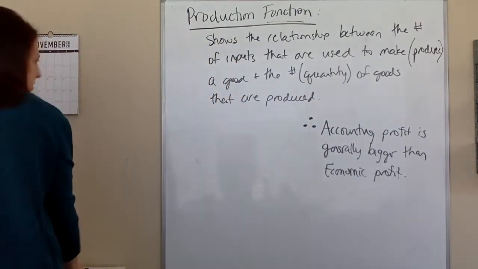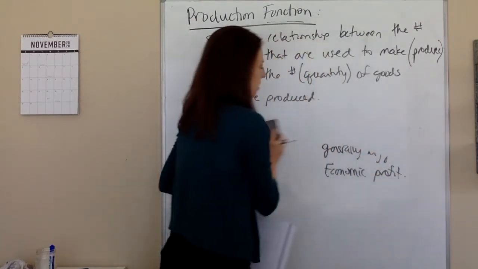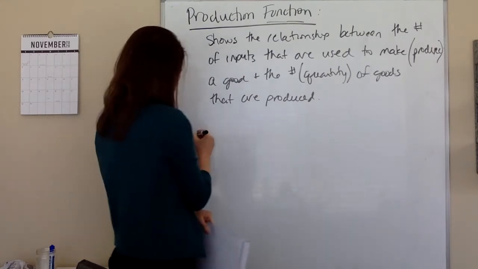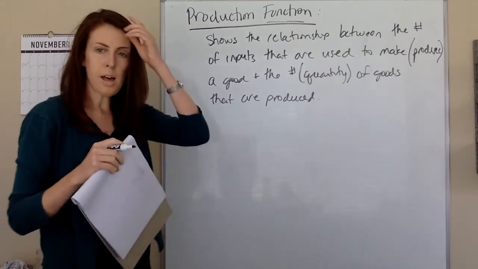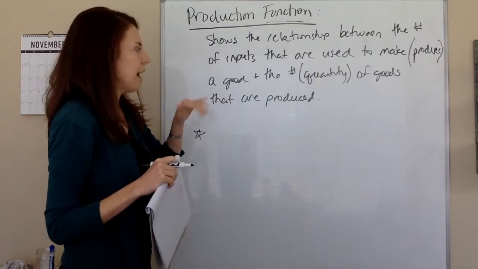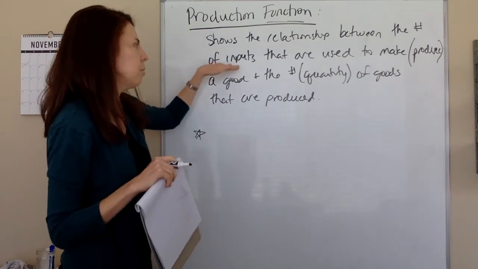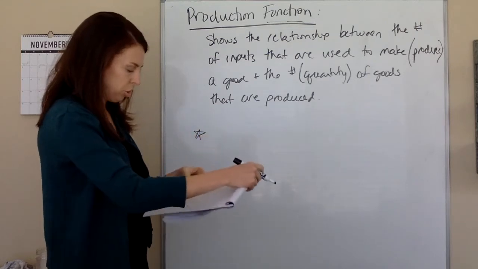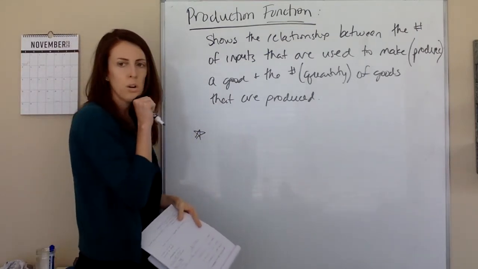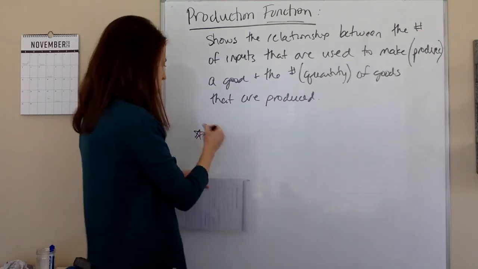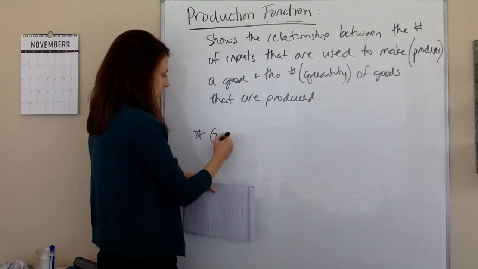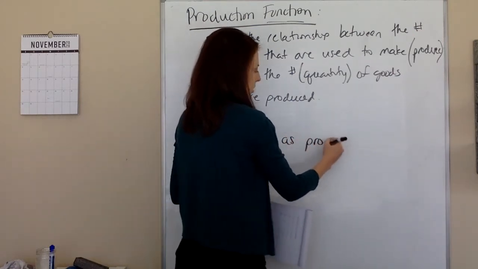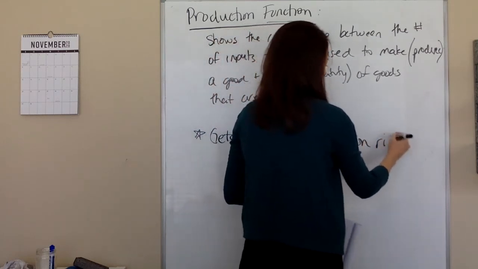Okay, one thing I'm going to note, this is just a characteristic of production functions that will make sense once you see it, but I just want to make sure you have it in your notes. One characteristic about production functions is if you plot them in a picture format, with the number of inputs along the horizontal axis and the number of goods produced along the vertical axis, then the production function is going to get flatter as production rises.